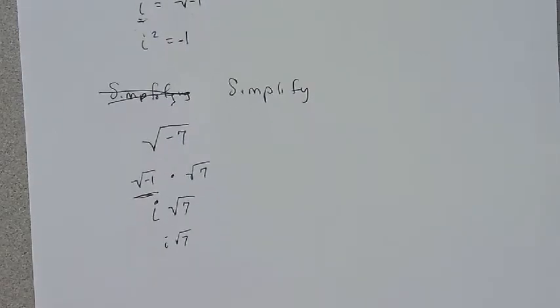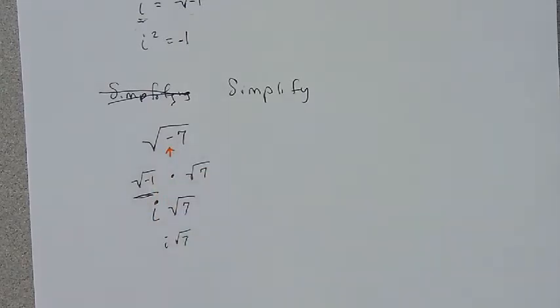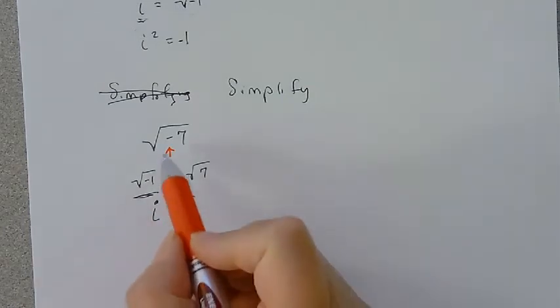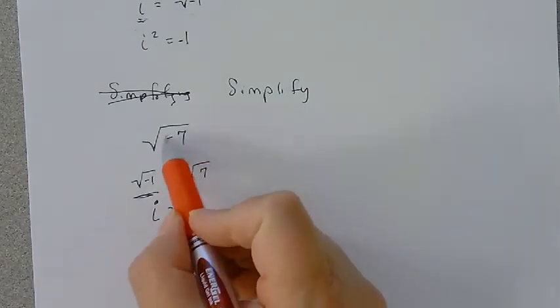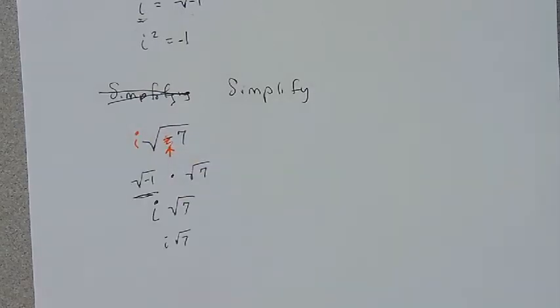Now, if you'll notice, there's actually kind of a little shortcut we can do here. Anytime we see a negative under the square root, that is always going to turn into i. So when there's a negative number under a square root, I can get rid of the negative sign and put an i in the front. So it's kind of a shortcut, but it's really understanding that the square root of negative 1 is i.